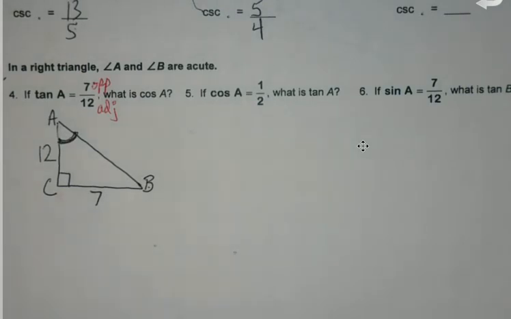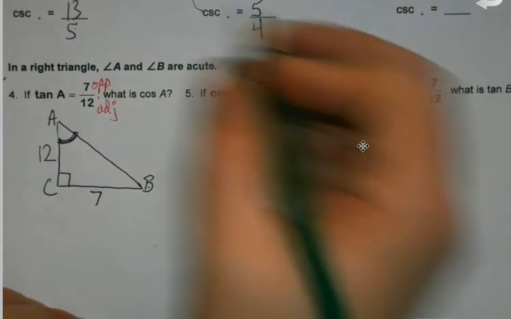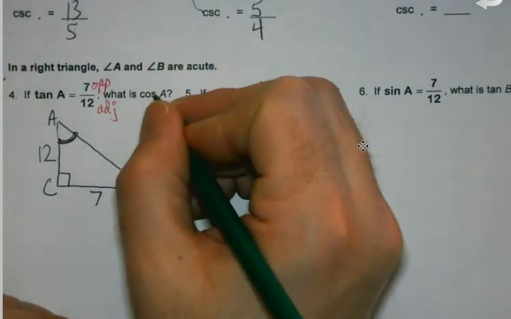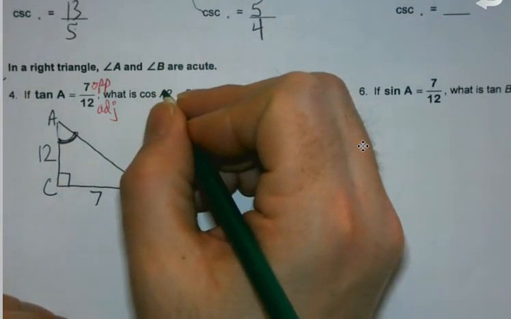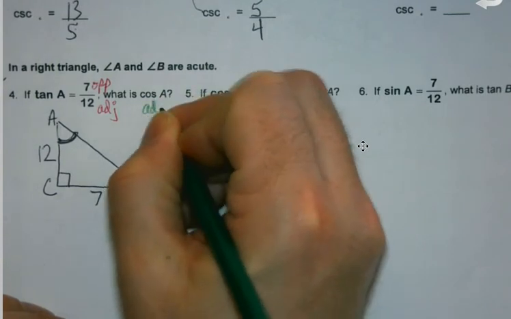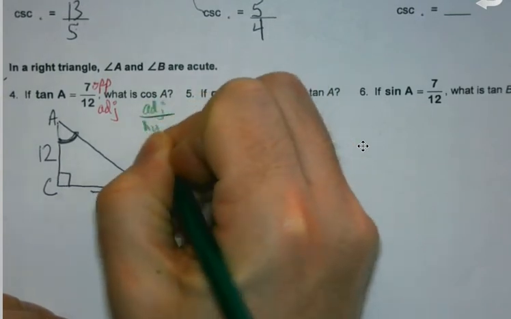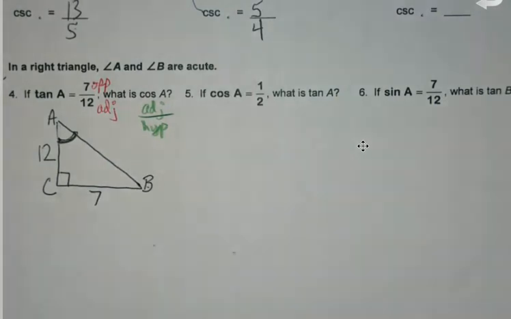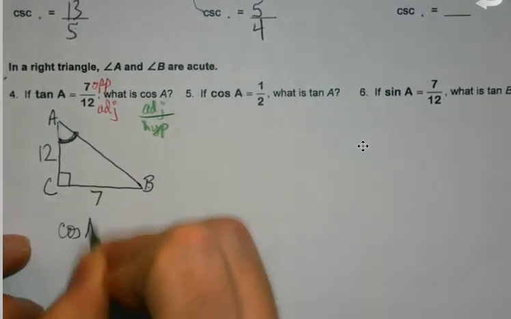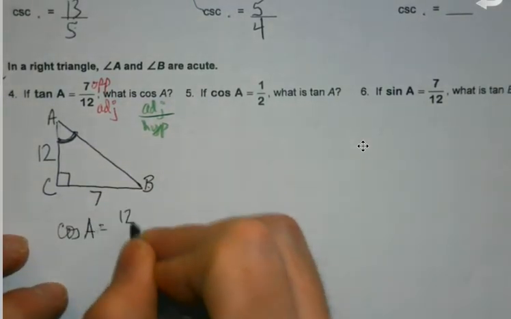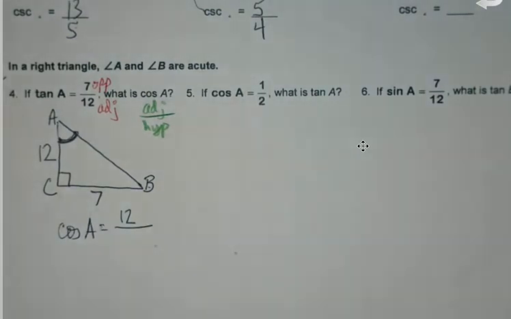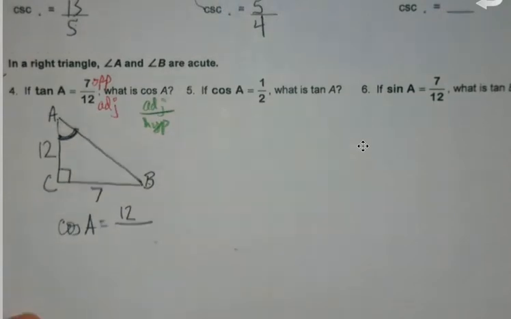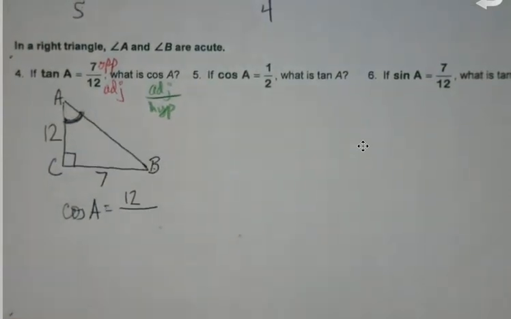But the question is, what's the cosine of A? So what sides do I need for the cosine? Adjacent over hypotenuse, okay? So you're like, okay, well I have adjacent. Okay, adjacent's 12. And then I've got to figure out what my hypotenuse is still. You've got to keep applying the Pythagorean theorem here.